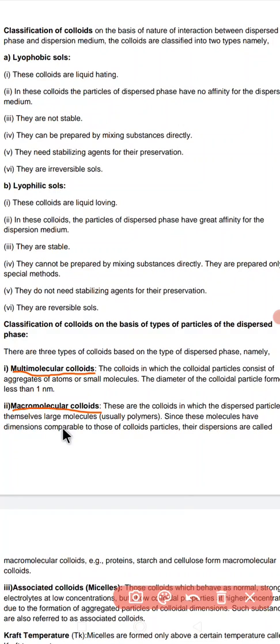Usually they form polymers. What is a polymer? A polymer has a huge number of molecules that aggregate together and form large molecules. Since these molecules have dimensions comparable to those of colloidal particles, their dispersions are called macromolecular colloids. For example, protein, starch, cellulose.